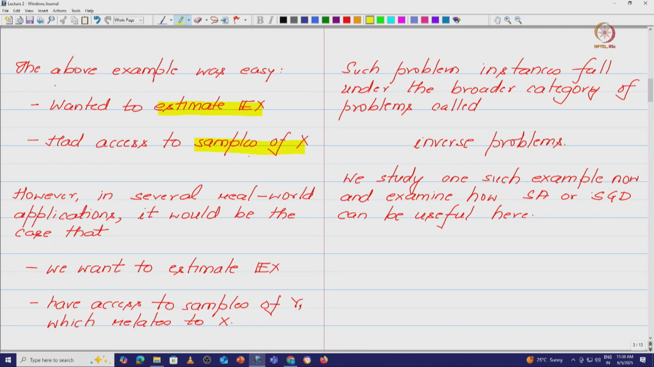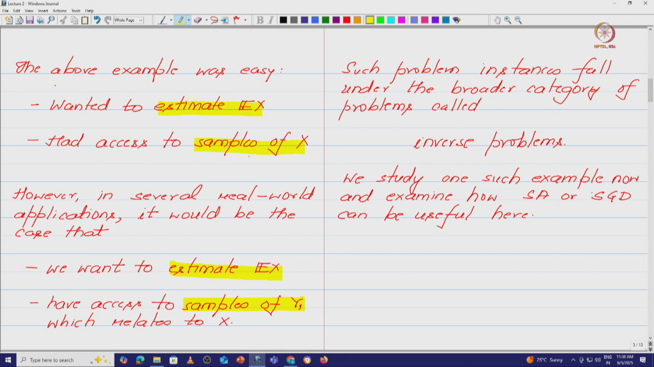However, in several real world applications it would be the case that we want to estimate the expected value of some random vector x. However, we do not have access to the samples of x. Instead, we only have access to the samples of a random vector y, which in some sense relates to x, right. So this is relatively difficult compared to the problem we saw in the first example.